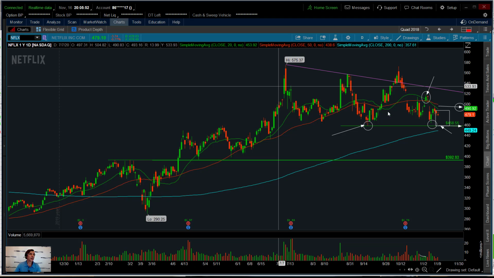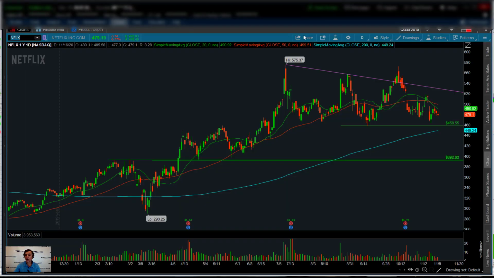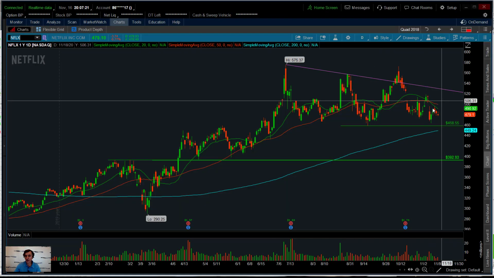Now let's see how this played out in real life. The very next day, Netflix, as you can see, had a big drop lower. It was actually a Monday. The trade was put on a Friday, 11/6, and then Monday was 11/9. As you can see here on the chart, you notice how Netflix did this. It basically had this large move lower. Let's take a look at what happened to our spread at that time.